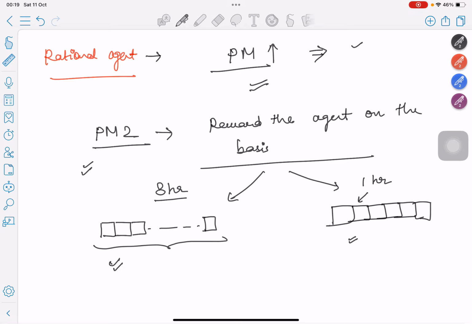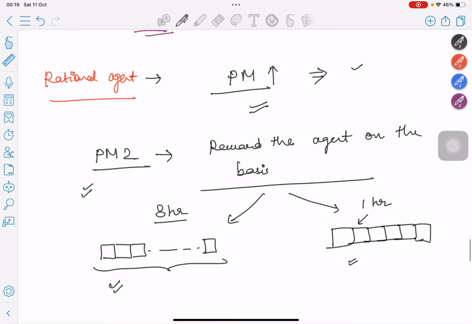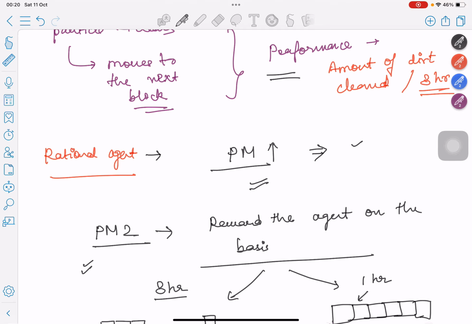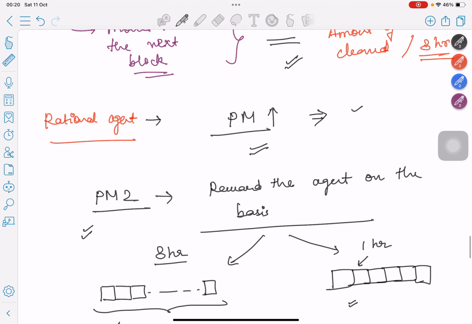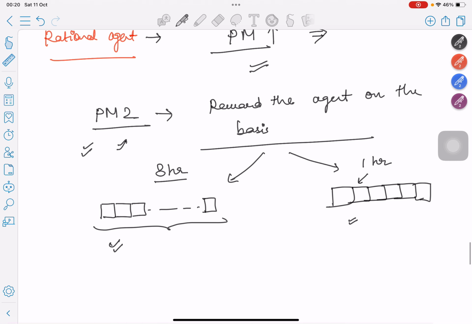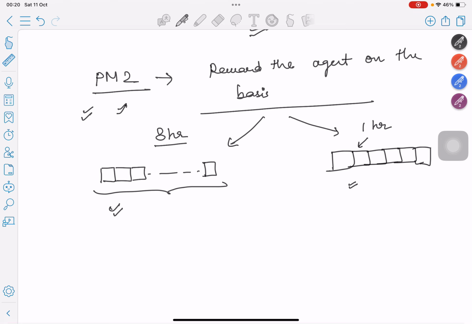So you understand the bias here. How the performance measure we define in the machine or in the AI agent really affects how that particular agent is going to behave. Okay. So I think it's a very meticulous task to define what the performance measure for a particular agent would be.